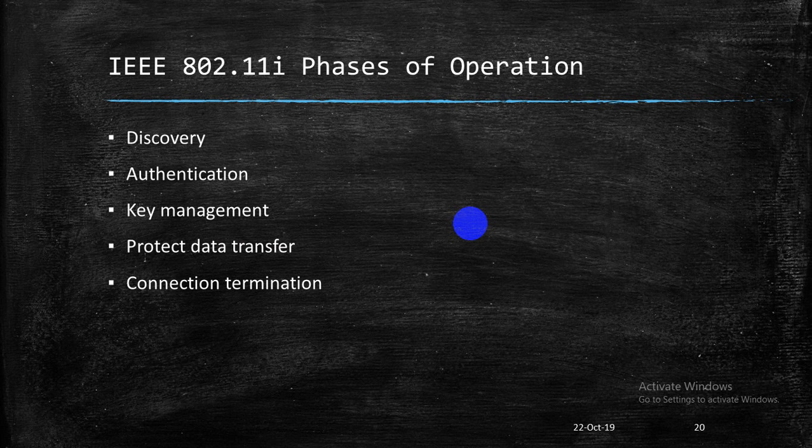It has five phases of operation to connect with the authentication server and access point. It has a discovery phase where it will discover the devices, authentication to authenticate the device, and key management to transfer the secret keys between two devices, and protected data transfer, transferring the data securely. And after all happens well, the connection between the two devices will terminate.